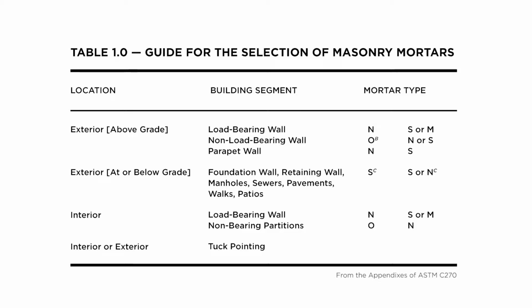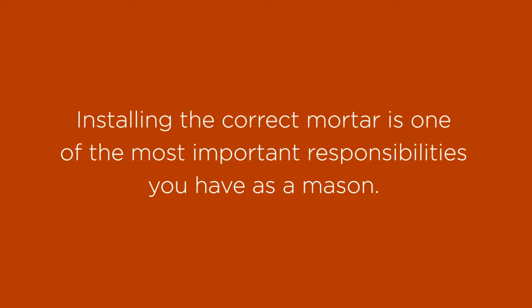Plans and specifications must list the type of mortar to be used in various locations of the structure. Installing the correct mortar is one of the most important responsibilities you have as a mason. When the wrong mortar has been used, it can put the architect or engineer in a position where they have to have you tear the wall down and replace the wall.